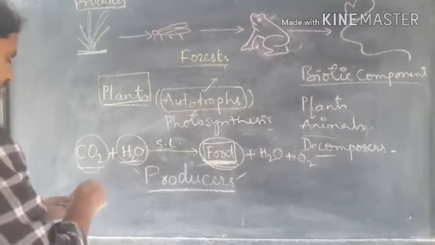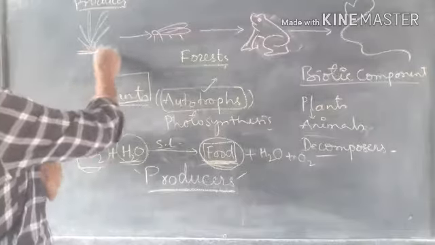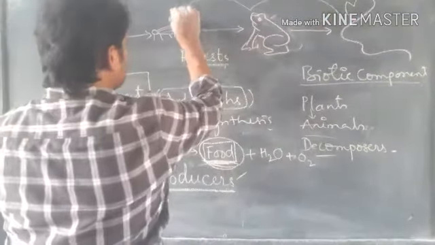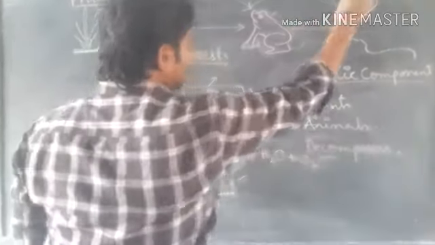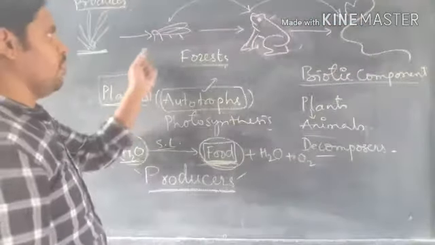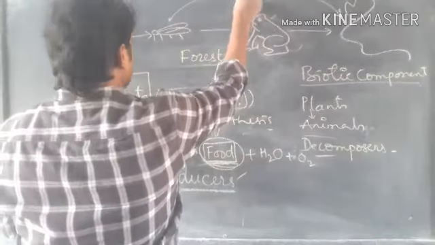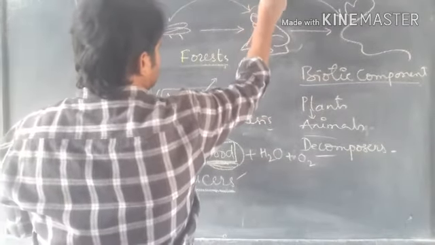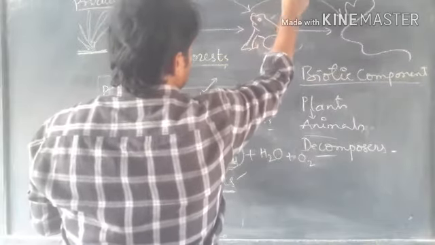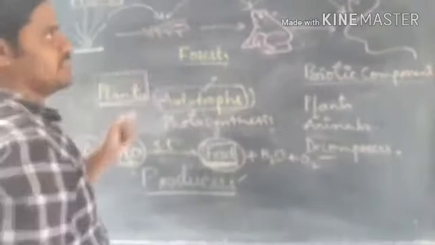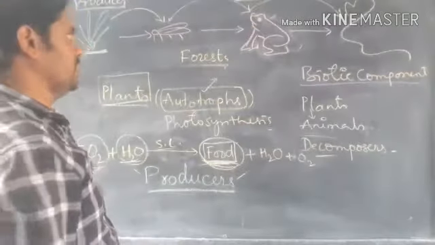So when you compare here, the producer is the plant and all the remaining ones are taking food from someone. All these animals are called heterotrophs. Heterotrophs do not prepare their own food, they depend upon others for food. They eat others for food. Right?